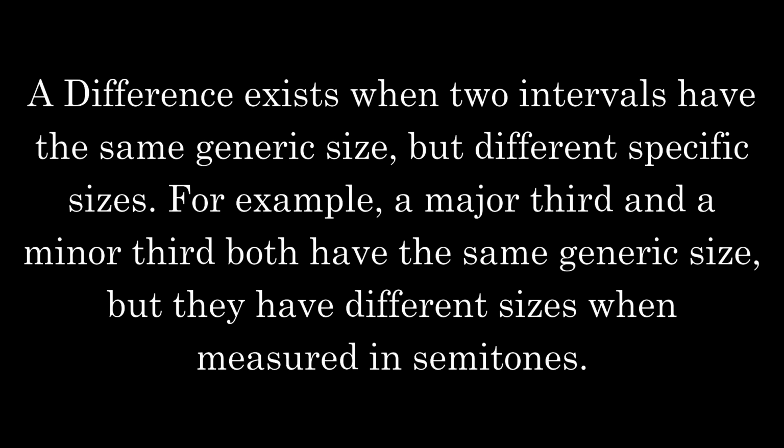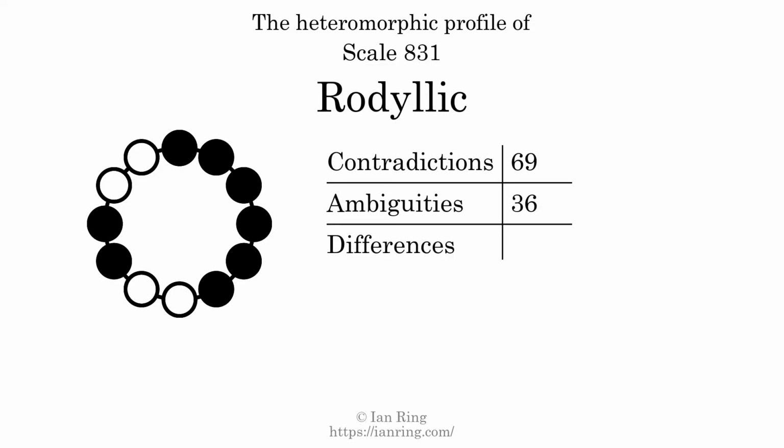A difference exists when 2 intervals have the same generic size, but different specific sizes. For example, a major third and a minor third both have the same generic size, but they have different sizes when measured in semitones. The number of differences in this scale is 114.